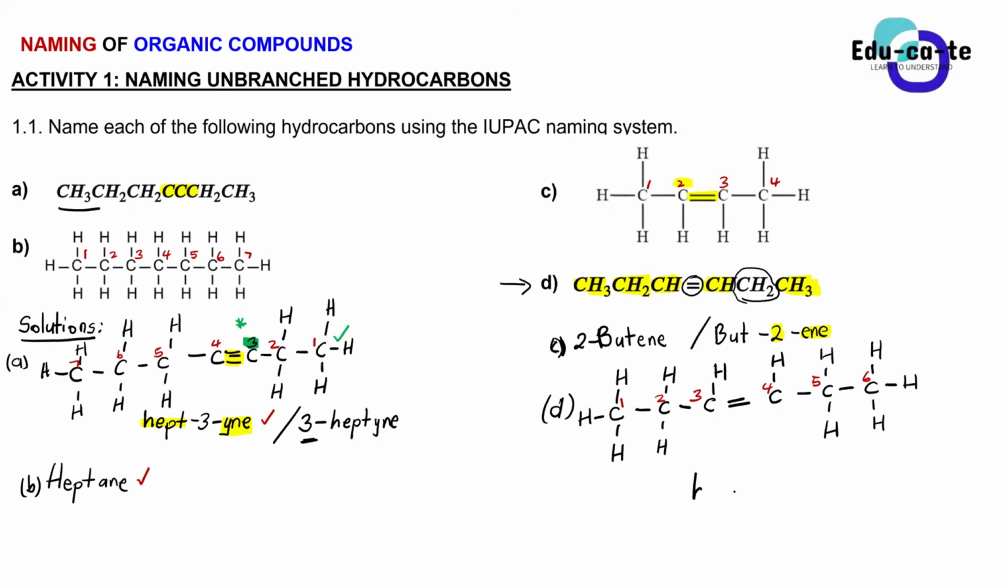root name, the hex. Then we say dash because we now want to indicate where we find our functional group. In this case, our functional group is a double bond, and this double bond is found between carbon 3 and carbon 4. So between carbon 3 and carbon 4, we have got a double bond. Okay, so which number are we going to write here between 3 and 4? 3. 3, yes. We take the lowest numbered carbon that has got this double bond. And then the suffix, what are we going to write?